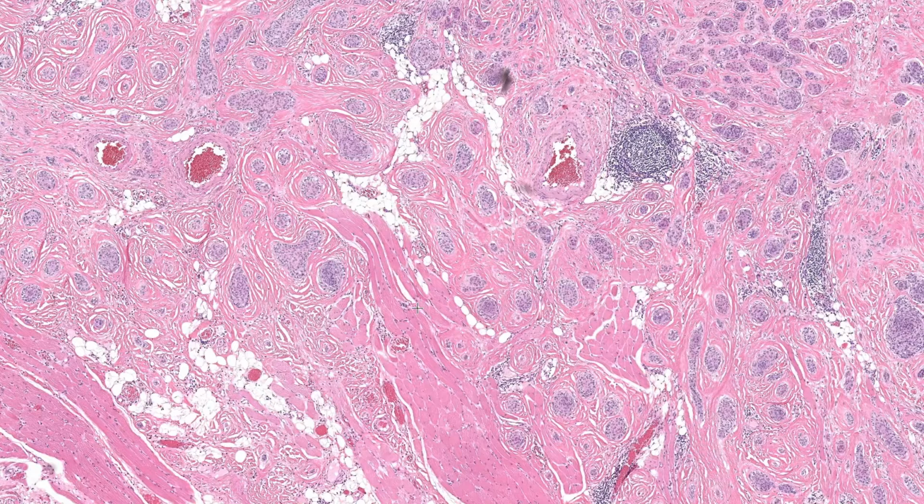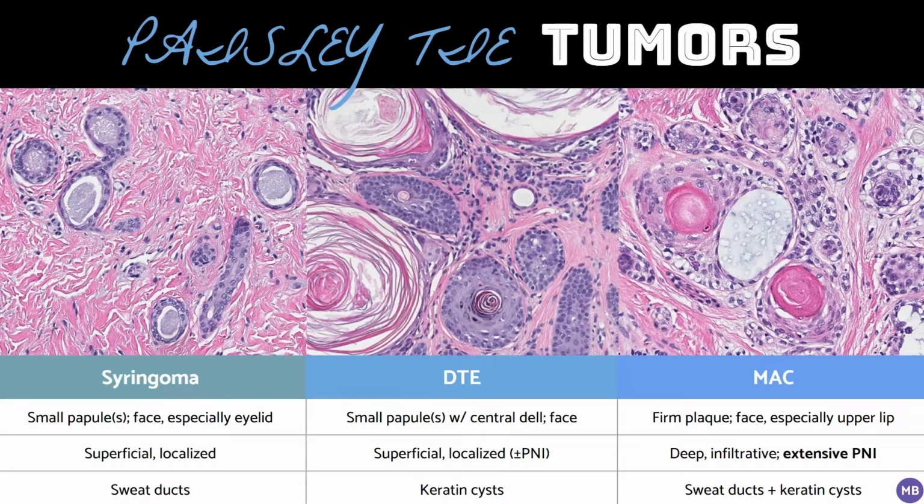So this is an example of microcystic adnexal carcinoma, a locally aggressive adnexal neoplasm with both follicular and sweat duct differentiation. Microcystic adnexal carcinoma is an uncommon lesion, but most commonly arises on the face, especially the upper lip. Like you saw in the case I just showed, these lesions are very infiltrative and can extend into the subcutis and beyond. Perineural invasion is also common and often extensive.